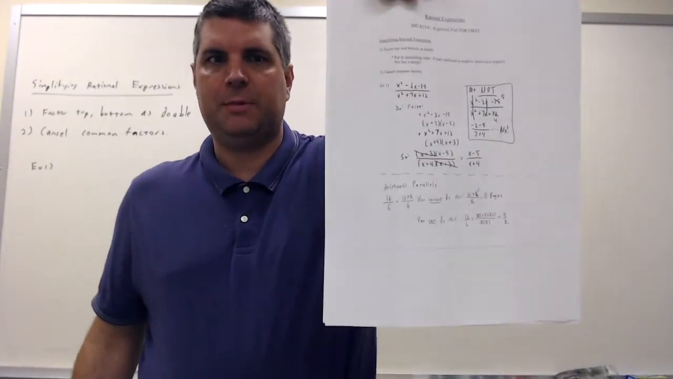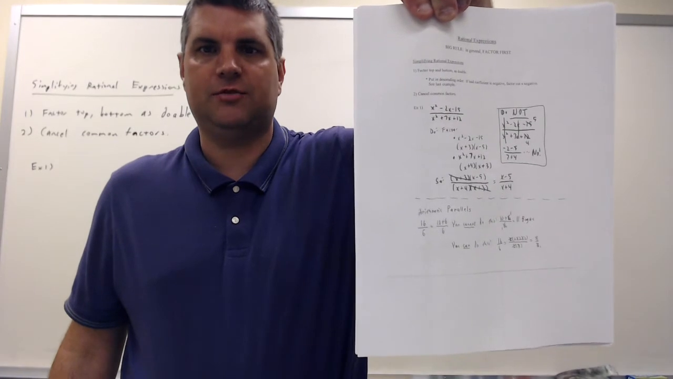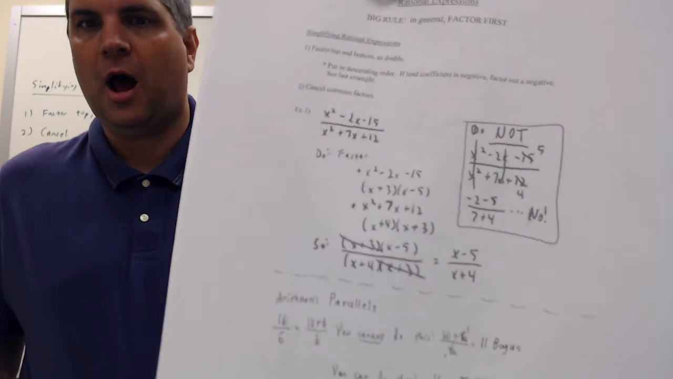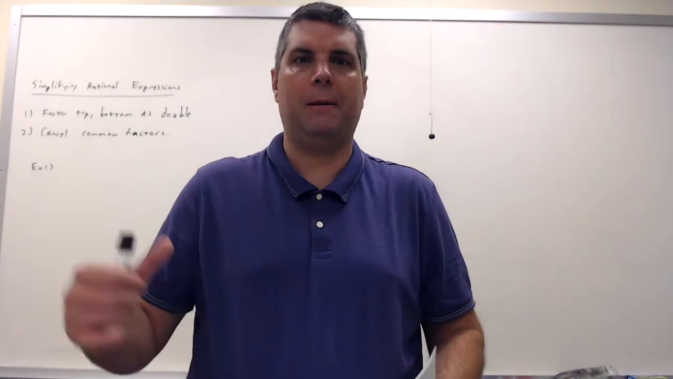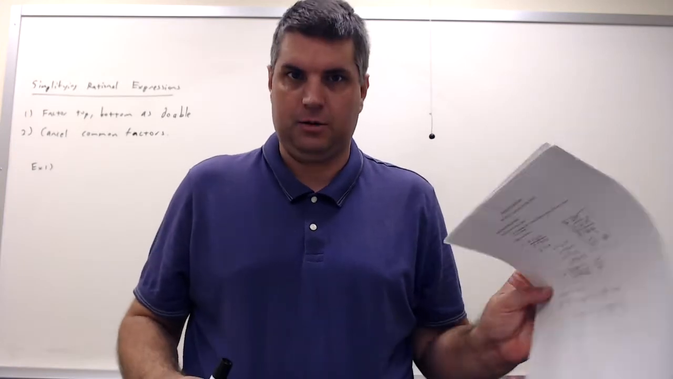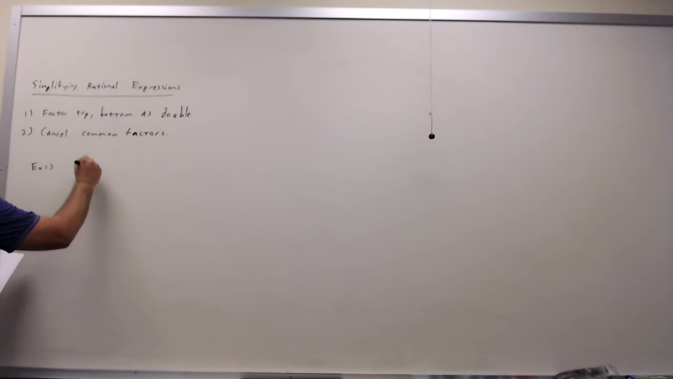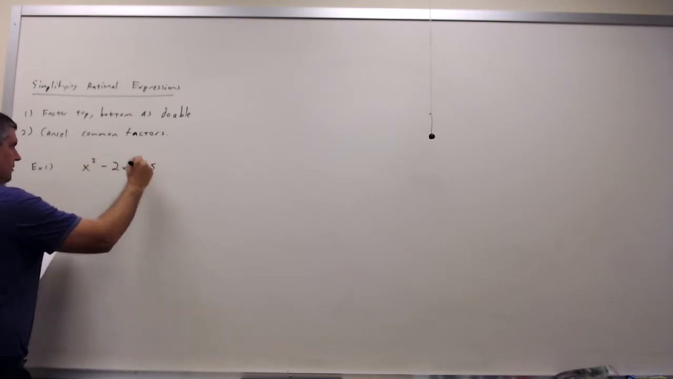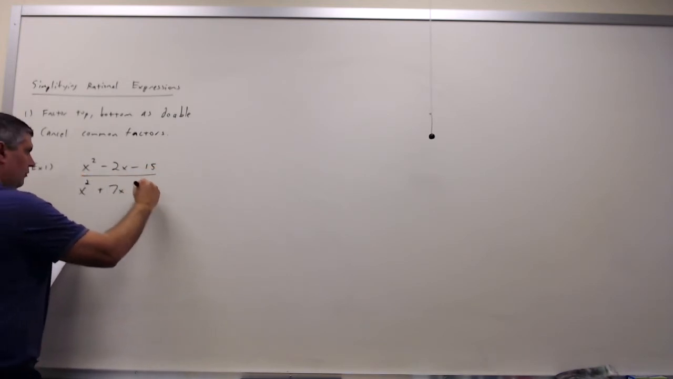I am going to be referring to the first few pages of this document. I will also be doing problems that are not on it; I'll be doing additional problems. So example 1, we'll start with x squared minus 2x minus 15 over x squared plus 7x plus 12.